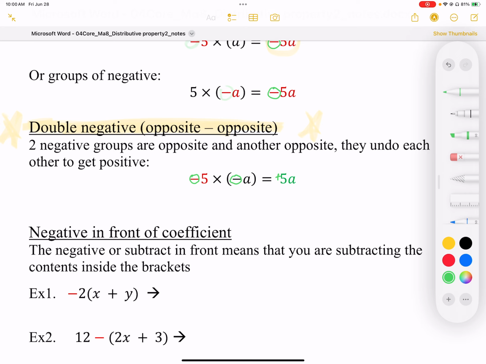We can generalize and say that if I have an odd number of negatives, so 1, 3, 5, we end up with a negative answer. But if I have an even number of opposites, they will pair together and cancel out. So 2 negatives make a positive, 4 negatives make a positive, 6 negatives make a positive.